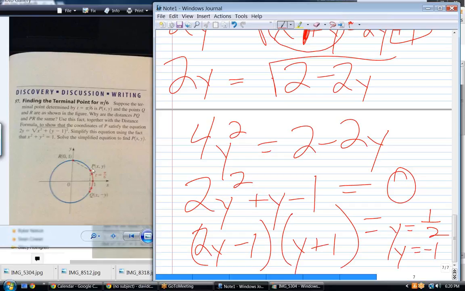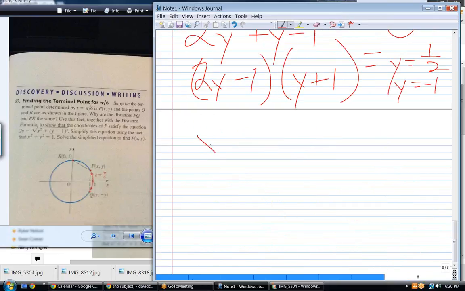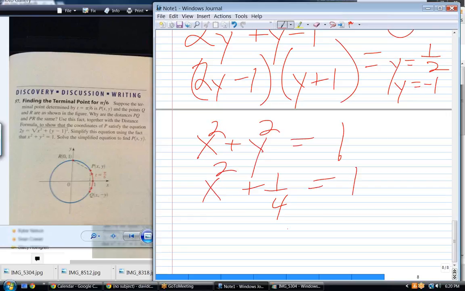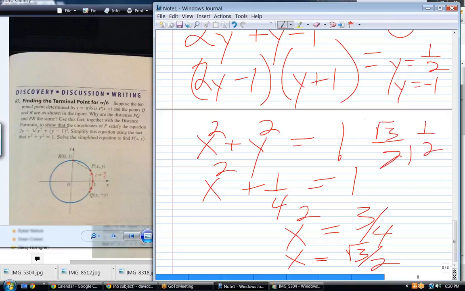And since x squared plus y squared has to equal 1, then x must be... let's see. I know that x squared plus y squared equals 1, and if y is 1/2, I got x squared plus 1/4 equals 1, x squared equals 3/4, x equals square root of 3 over 2. So my terminal point is square root of 3 over 2, comma, 1/2.